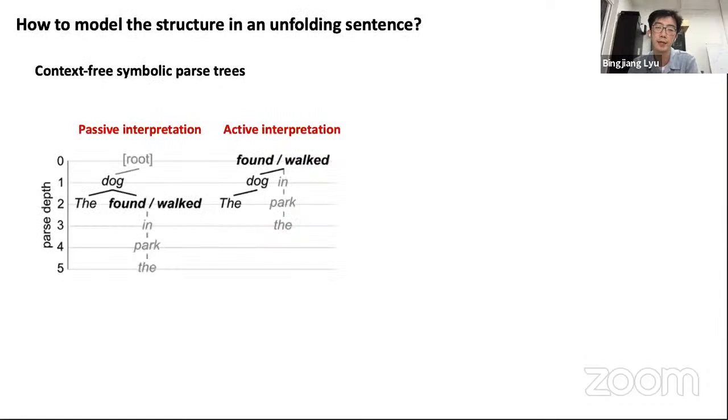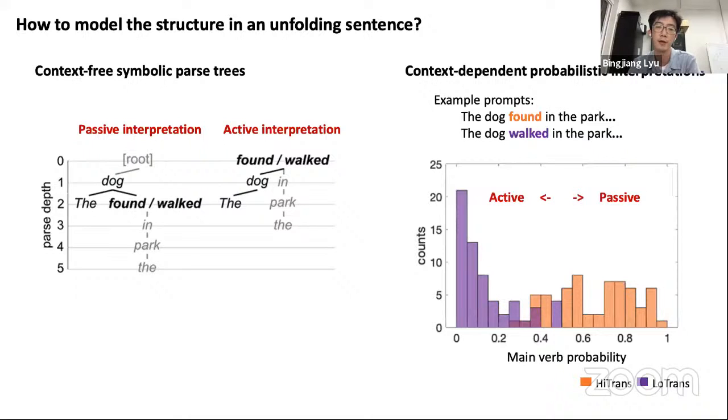Then the critical question is how to model the structure of an unfolding sentence. As shown on the left, in computational linguistics, a symbolic parse tree is often used to represent the structure of a sentence. Although it can tell the difference between the two structural interpretations, it has nothing to do with the specific contents in each sentence. It will make no difference if we replace dog with cat, which means that it can't tell the probability of a possible interpretation given the specific contents in a sentence. But the human online structural interpretation is indeed probabilistic.